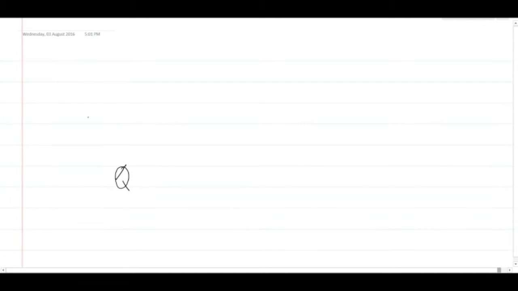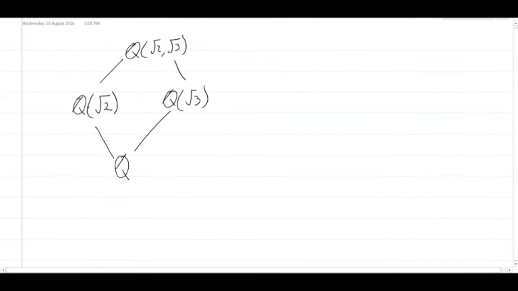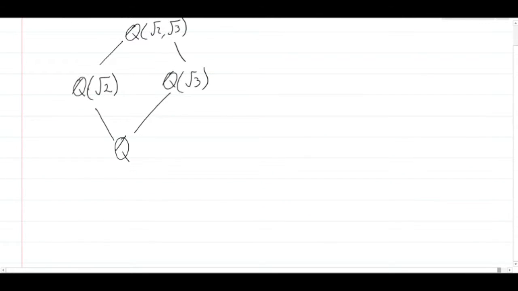As a first simple example, let's take the extension generated by two quadratics, joining the square root of 2 and the square root of 3. So our aim is to show how the Galois group corresponds in this picture.